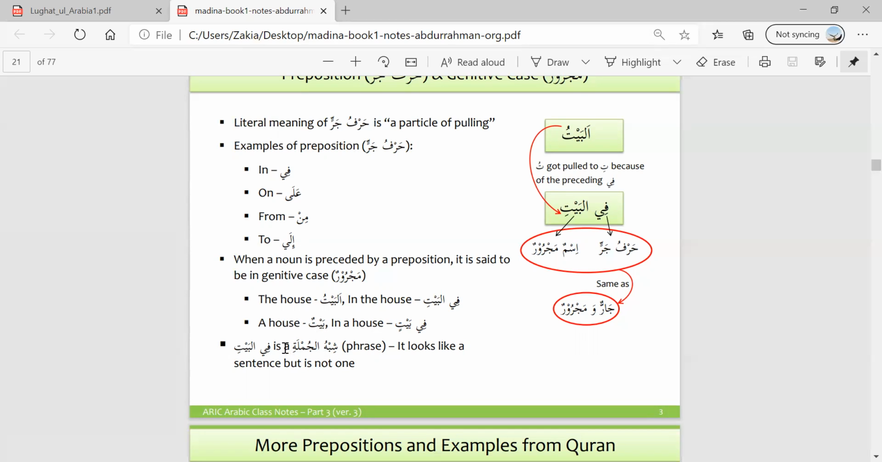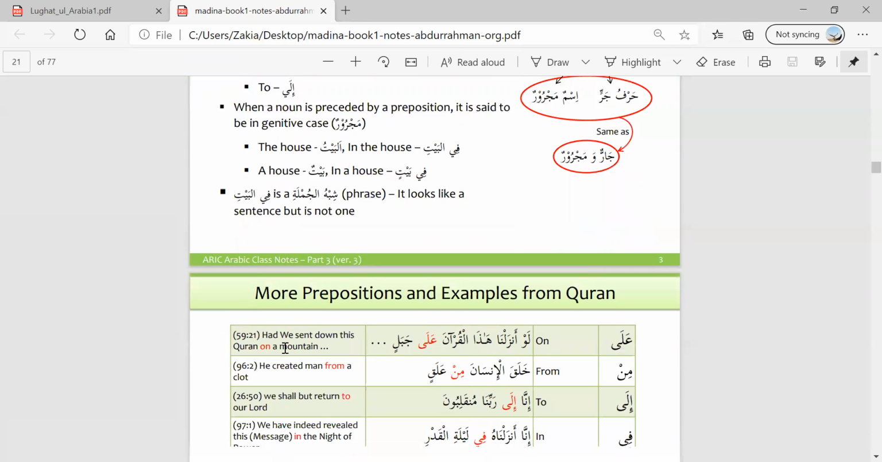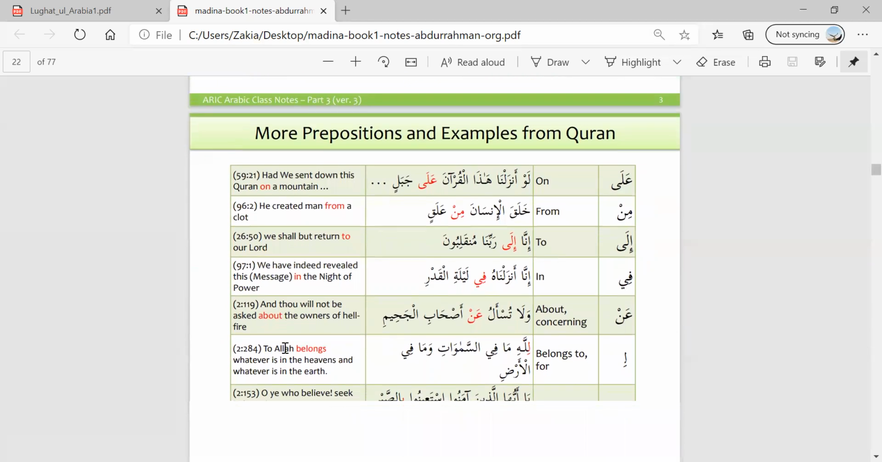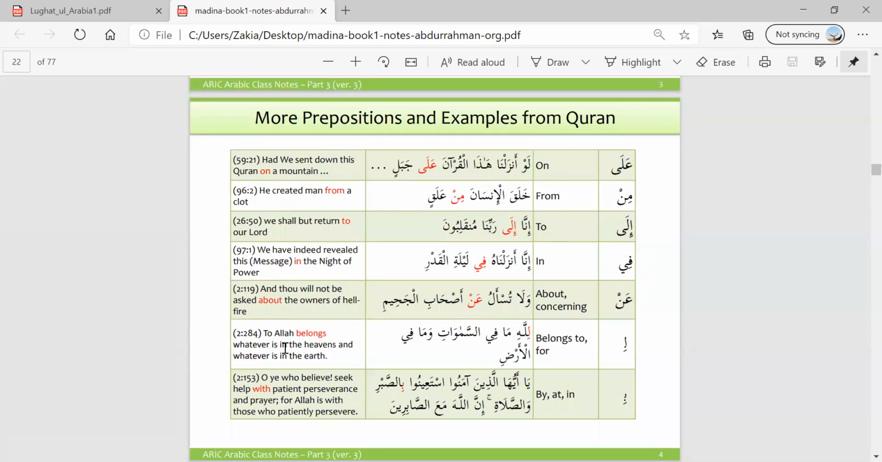Then you have jumla fi'liyya, which inshallah we will come to at a later date. Okay, so more on prepositions and examples from the Quran. Okay, so we see different kinds of prepositions that we will look at.